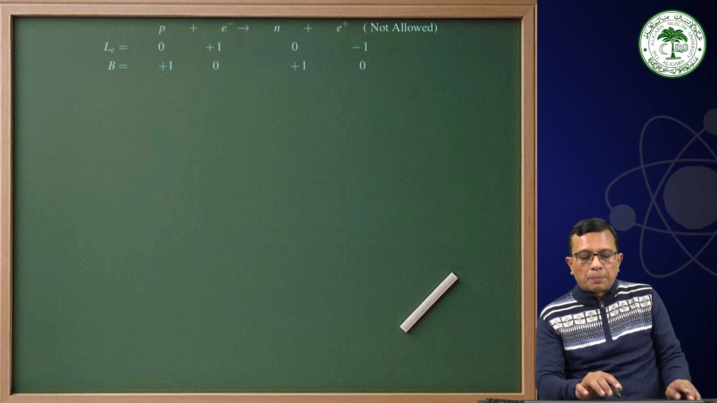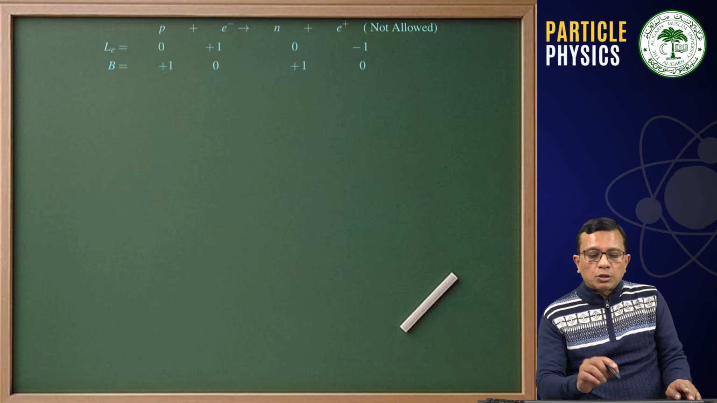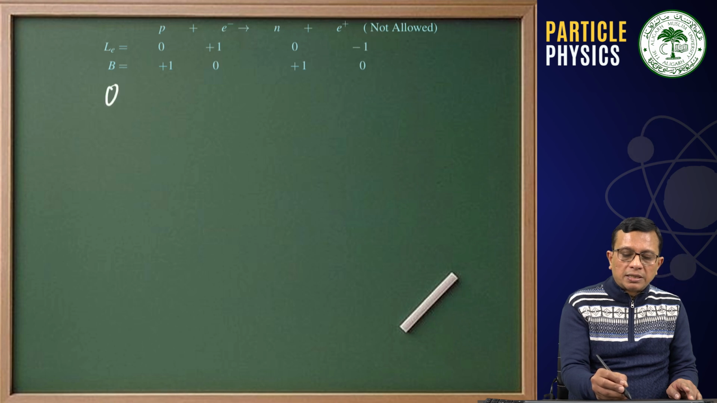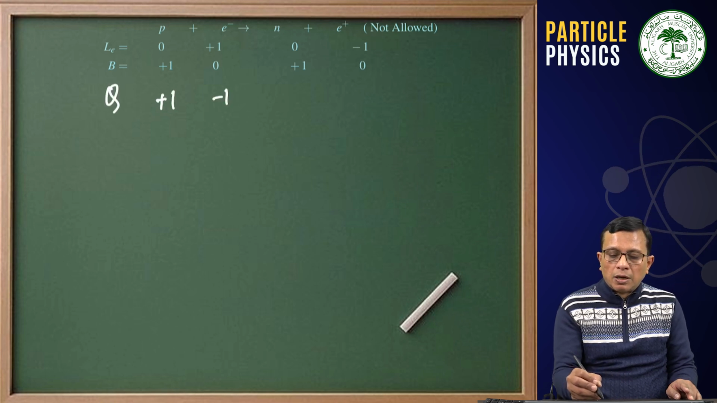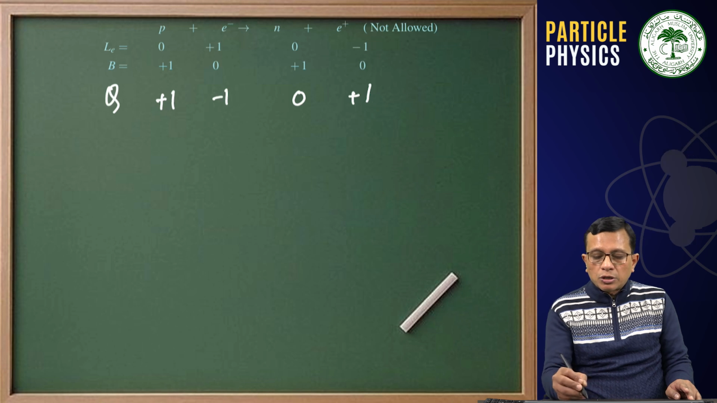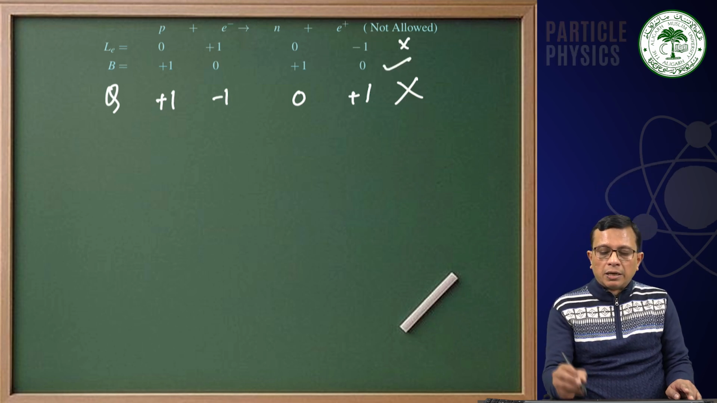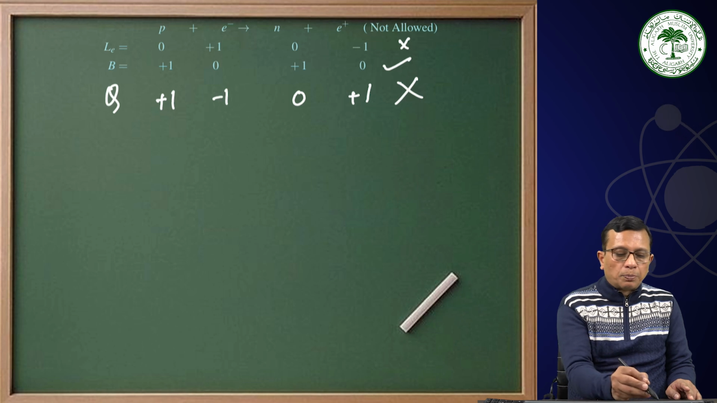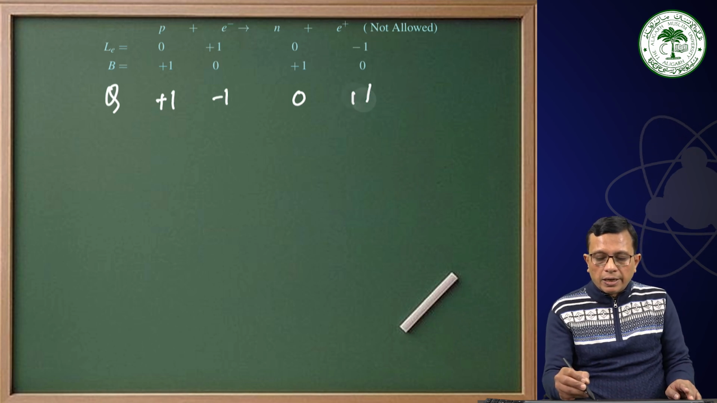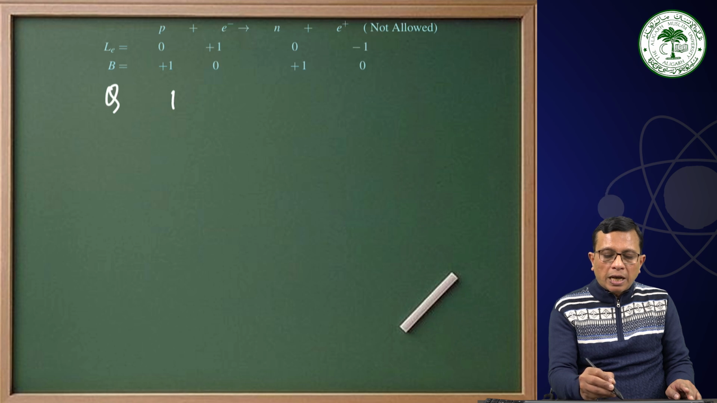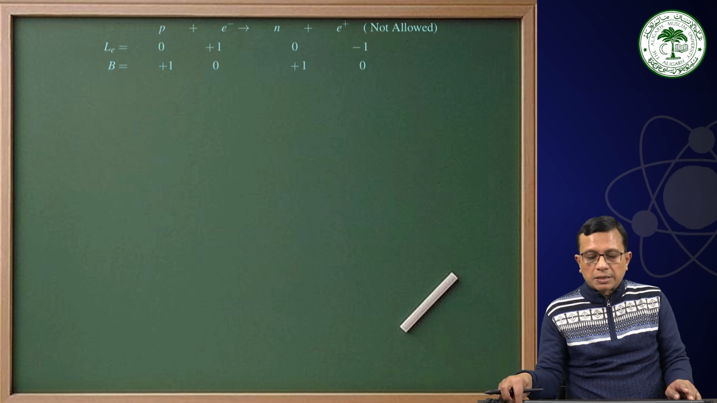Here I have taken another example where we are violating what? We are violating electron lepton number, because we have proton and electron in the initial state and neutron and e plus in the final state. Mind it, we are also violating charge here, because the charge is plus 1 minus 1, while it is 0 and plus 1. Therefore, we are violating charge conservation and electron lepton number conservation. Though we are conserving baryon number, this will not be an allowed process, because we have to conserve lepton numbers as well as charge.